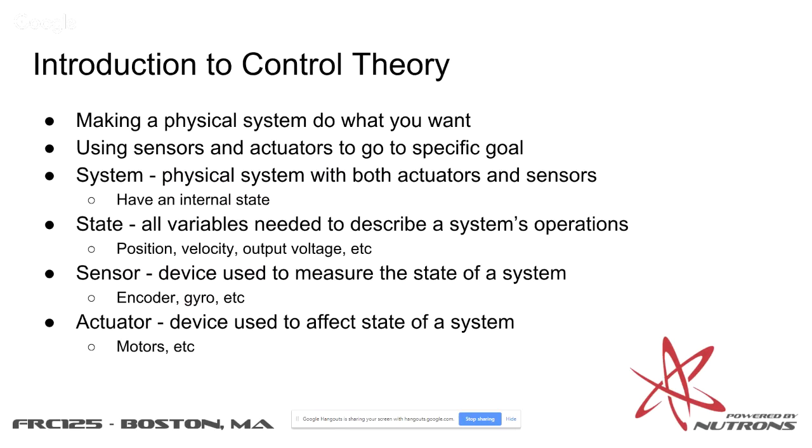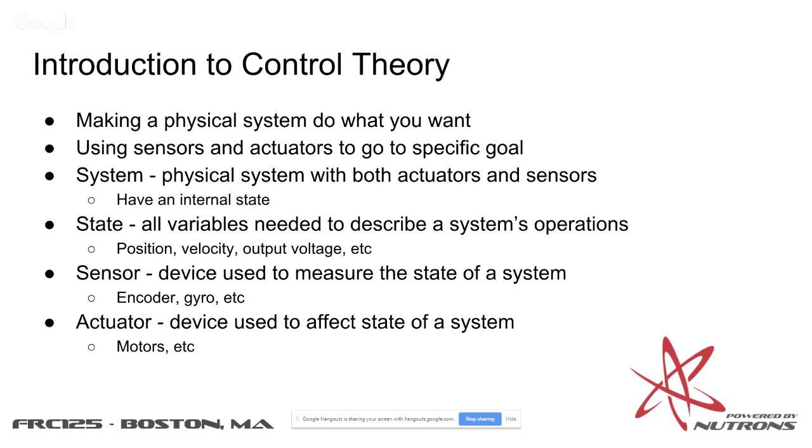Okay. An introduction to control theory: it's basically making a physical system do what you want. You use sensors and actuators to get to a specific goal that you set, and you can apply a loop to that goal and have error and so on. A system is a physical system with actuators and sensors, and these systems will have an internal state. These states are the variables that describe a system's operations. Something like a drivetrain would have your position, your velocity, your output voltage, etc.